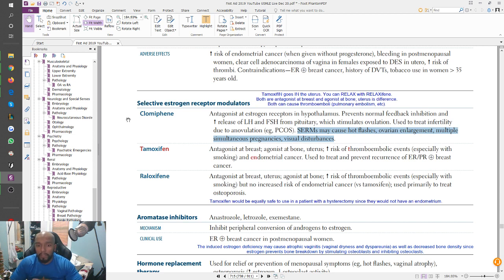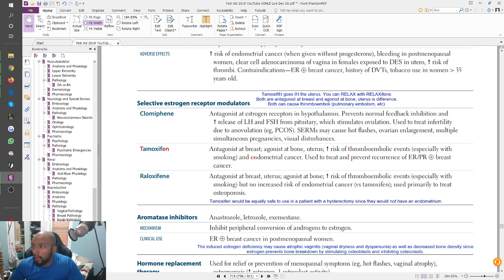Tamoxifen would be equally safe to use in a patient with a hysterectomy since they would not have an endometrium. So one of the cool things you can get a weird question on is that using tamoxifen on a patient who doesn't even have an endometrial lining is perfectly safe, right? Because endometrial cancer can't occur in someone who had a hysterectomy.